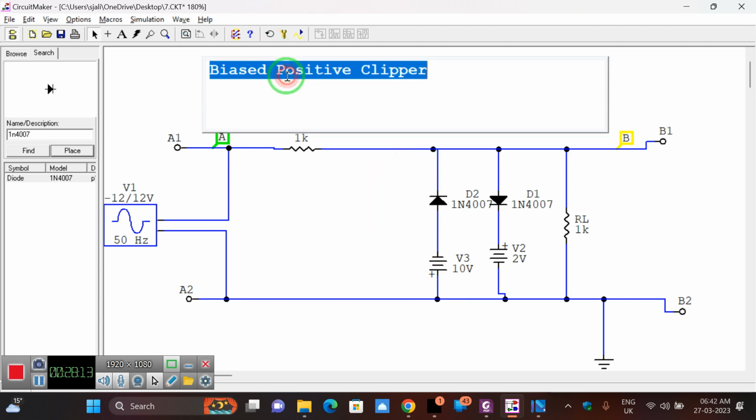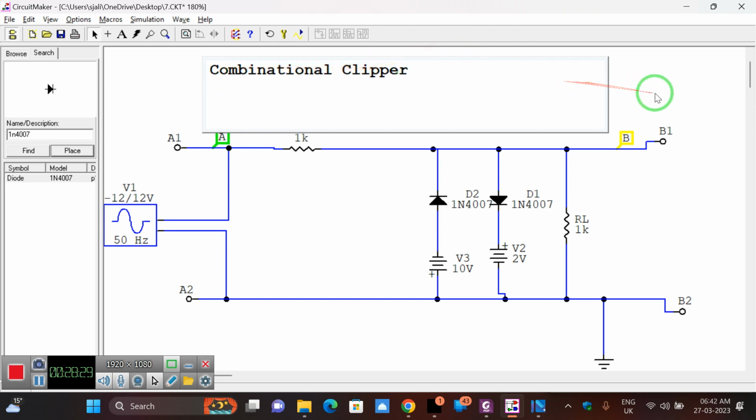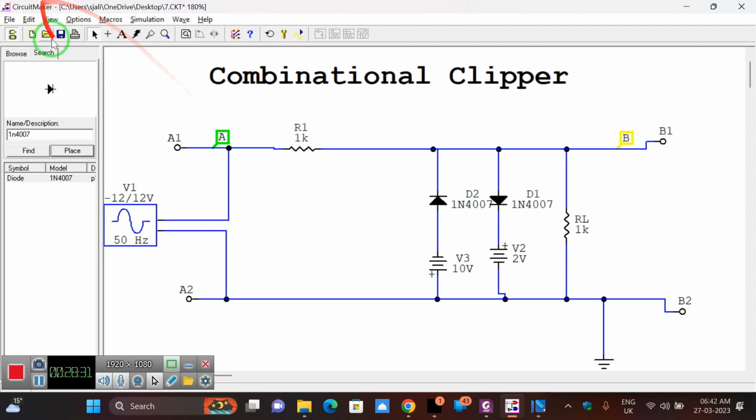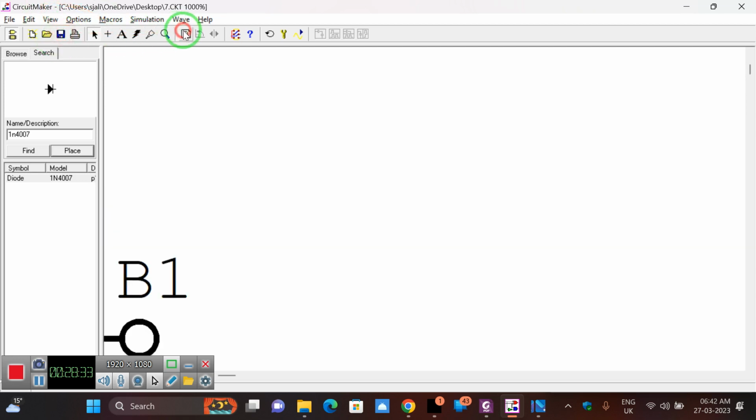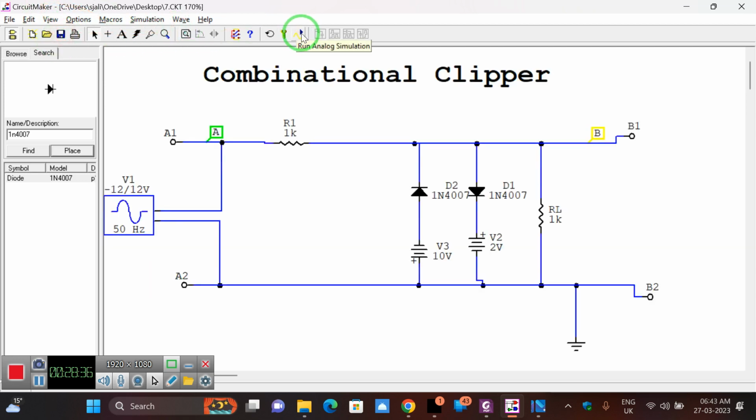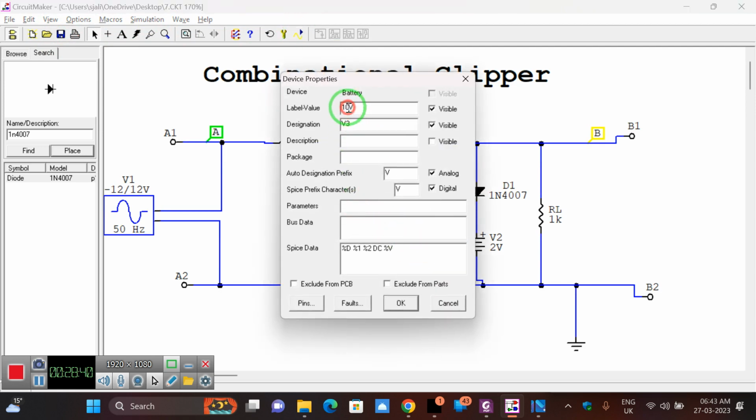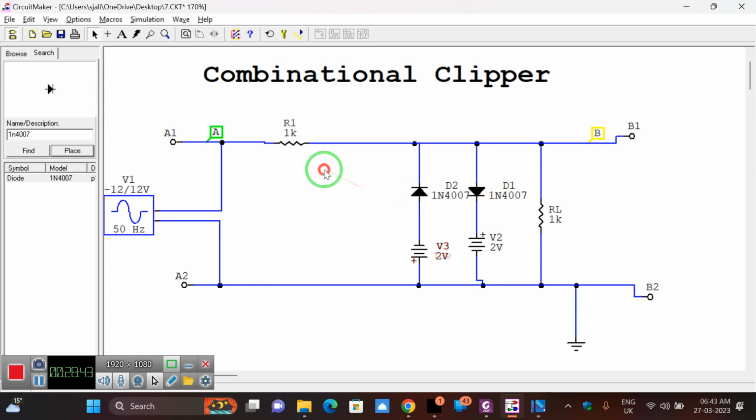Now this is a combinational clipper. Combinational, there won't be any series or positive or negative because both sides it is clipping off. So you can save this and make it big. Okay, one thing we forgot, change the battery voltage to 2 volts. Now everything is done.